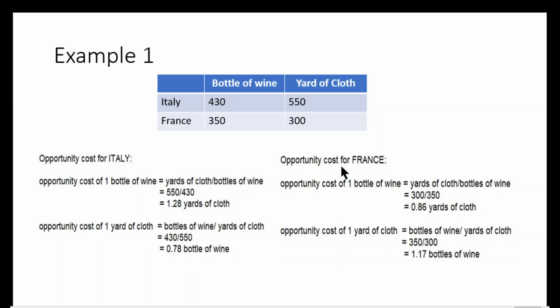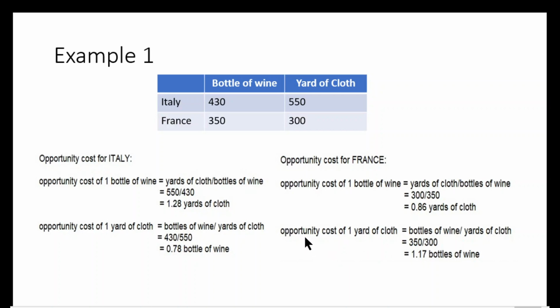Let's compute the opportunity cost for wine for France, in making one bottle of wine. The formula is yards of cloth over bottles of wine. We're using the bottles of wine as denominator since we're looking for the opportunity cost of one bottle of wine. That is 300 divided by 350. That is 0.86 yards of cloth. So this means that in making one bottle of wine, we will be foregoing 0.86 yards of cloth.